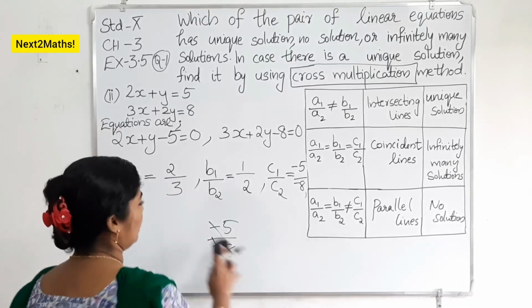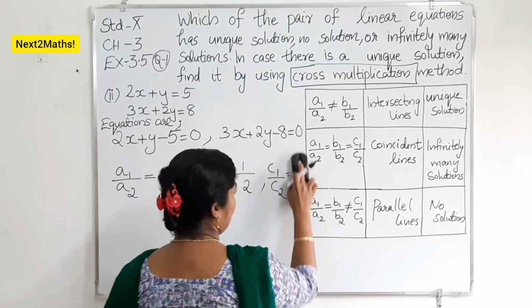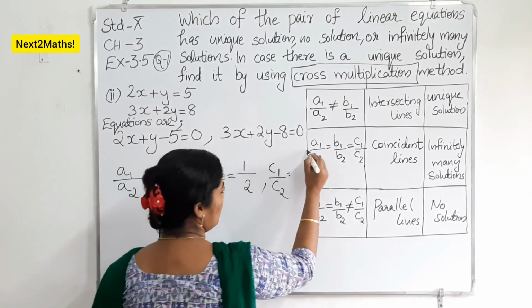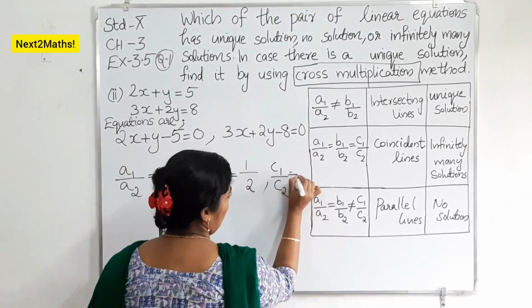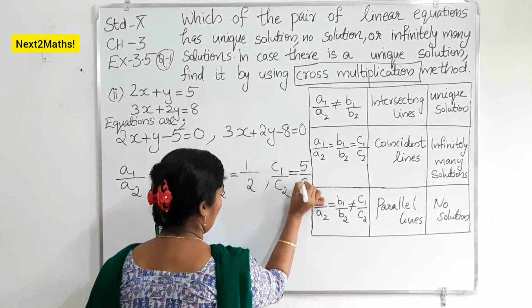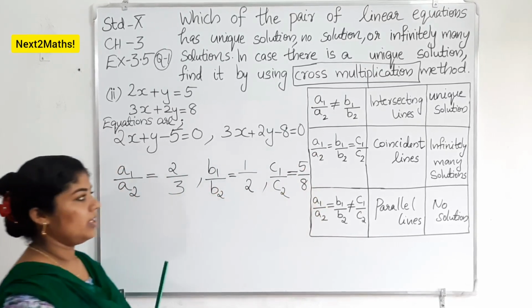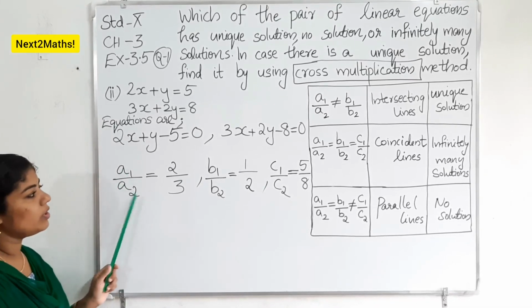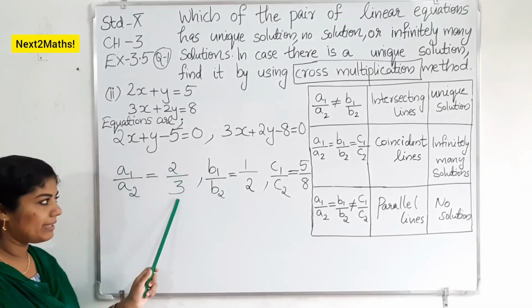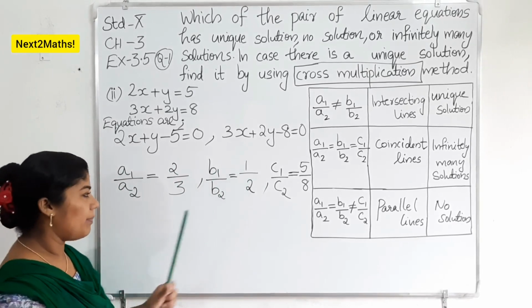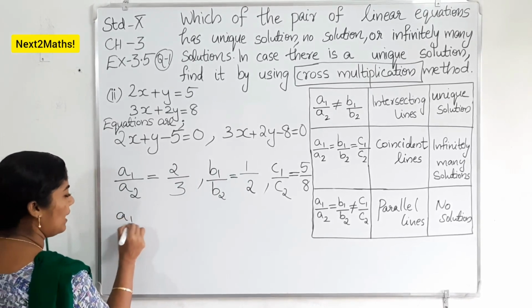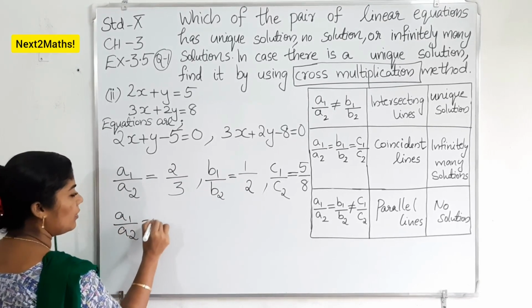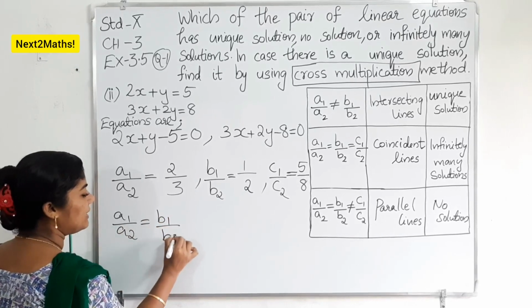So directly you can write 5 divided by 8. Okay. Write it directly. Now let's check a1 by a2, b1 by b2. It is 2 by 3 and it is 1 by 2. So is your a1 by a2 equal with b1 by b2? You can check with your answer.